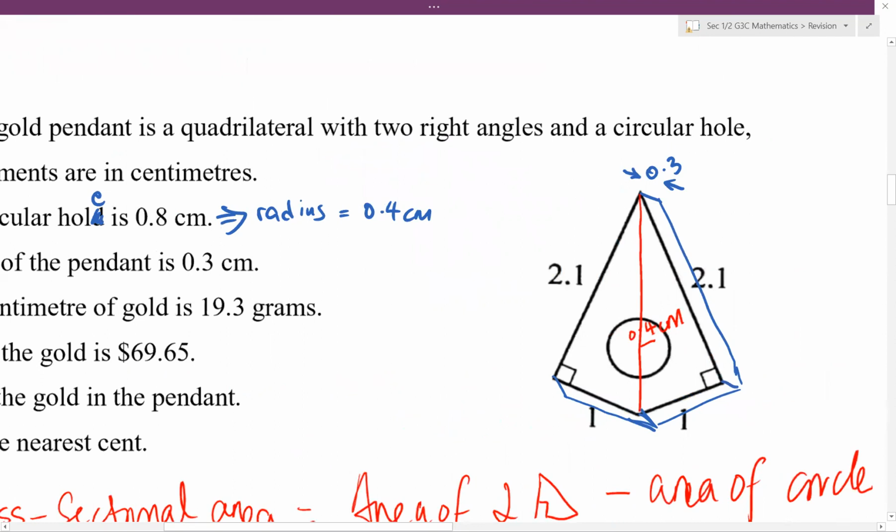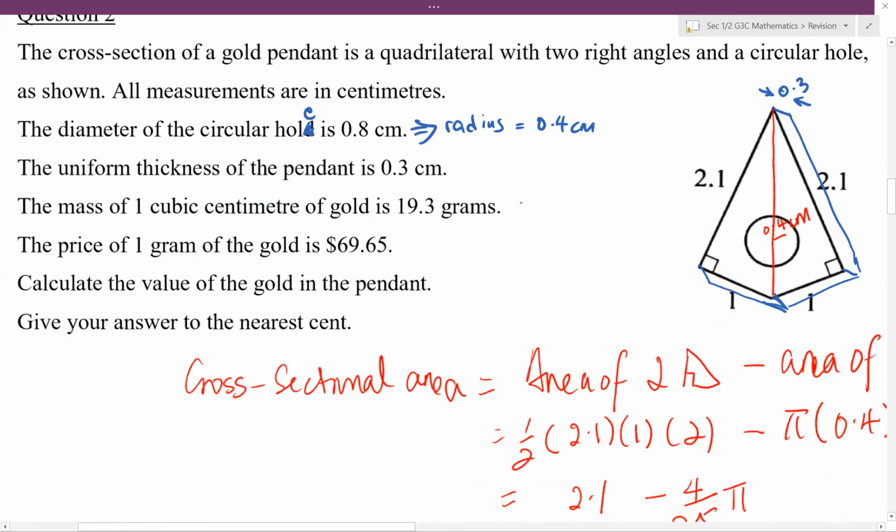They further tell us that the mass of 1 cubic centimeter is 19.3 grams. Effectively, they are telling you density. The density of gold is 19.3 grams per cubic centimeter. And then the next line tells us that the price of gold depends on the weight. Does that make sense? The price of gold depends on the actual mass, because they're using gram. The greater the mass, the more expensive it is. Makes sense? And then calculate the value of the gold in this pendant.